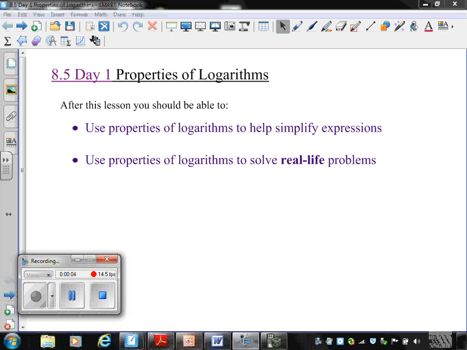Today we're going to be talking about the properties of logarithms, and this should go with section 8.5 in your Algebra 2 textbook. So today what are we going to do? Well, we're going to use properties of logarithms to help us to simplify expressions. We're going to get some understanding of what these properties of logarithms are. And depending on the length of this video, I may actually do the second objective here as well, which is the use of properties in a real life problem. So we may or may not do that at this point. You may have to wait till class to do that one there.